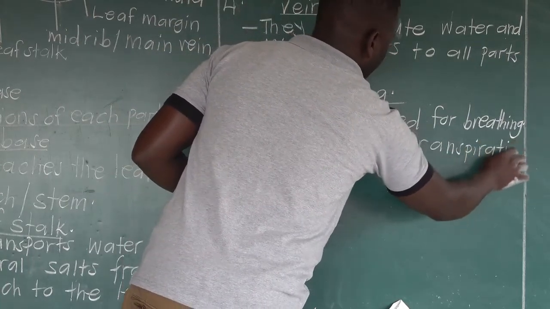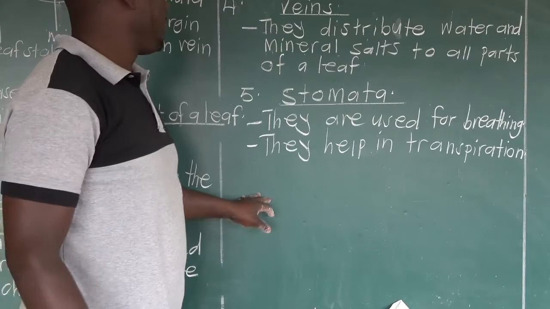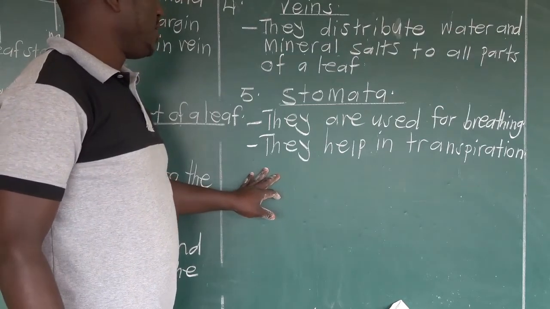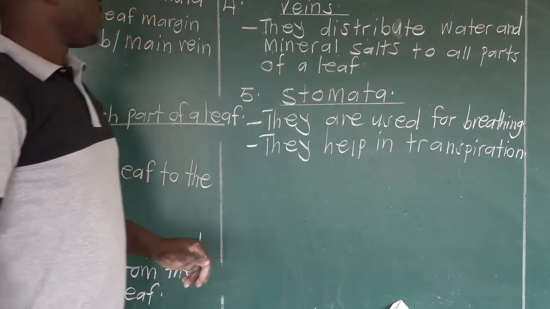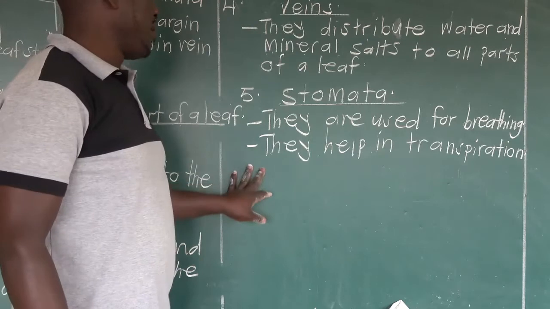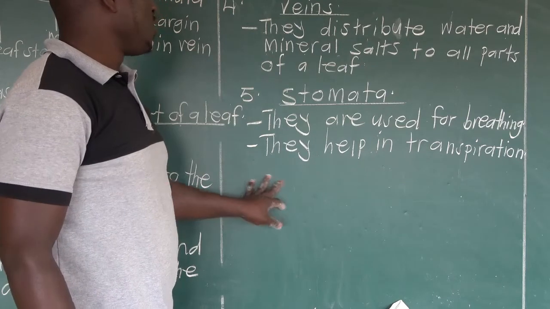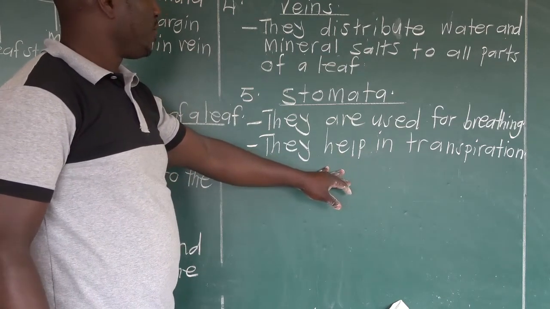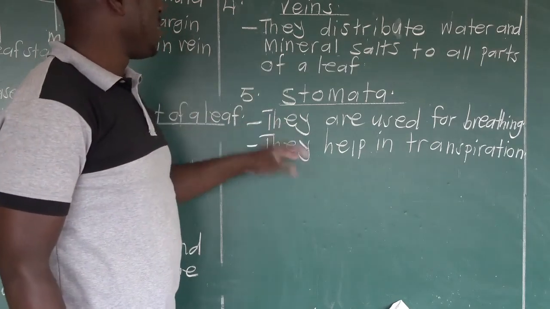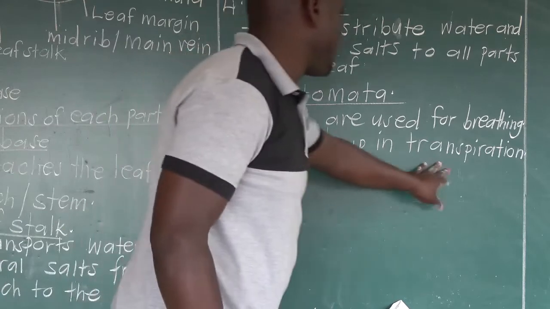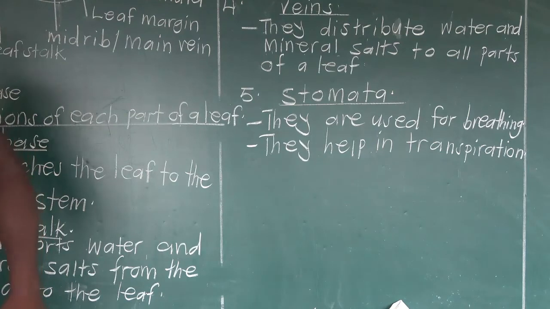In P3, you looked at what transpiration is. Transpiration is the process by which plants lose water to the atmosphere in form of water vapor. So, that water that plants lose comes out through structures called stomata. That's why we are saying stomata help in transpiration. Then they are also used for breathing.